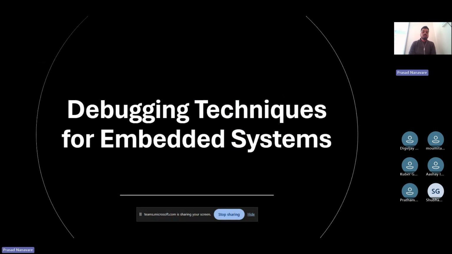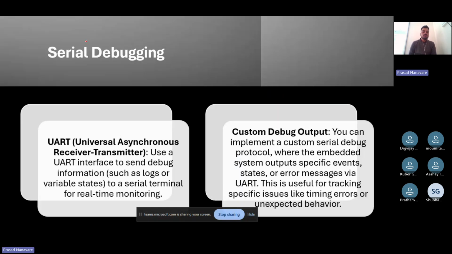Then debugging things we saw. UART, it is an asynchronous transceiver. UART is mostly serial communication. Basically, the fancy name for serial communication in a controller. Very fancy name. Don't get scared by this name.